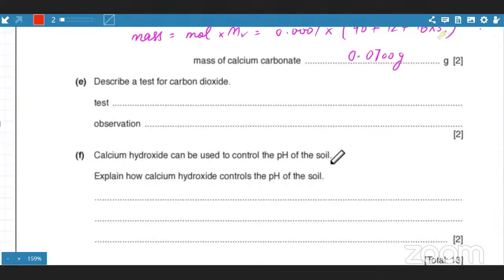Next one is describe a test for carbon dioxide. Now this test over here is lime water, or bubble through lime water. Observation would be it turns milky. So that is the observation.